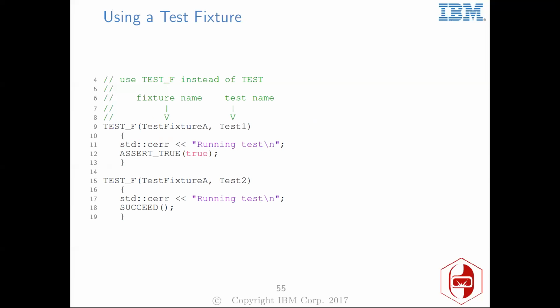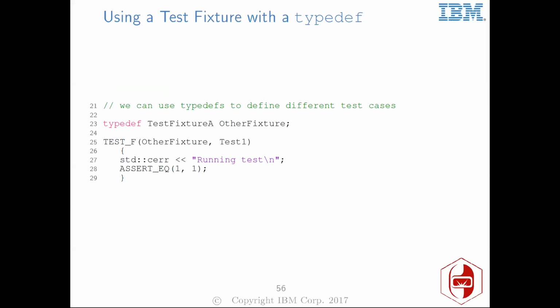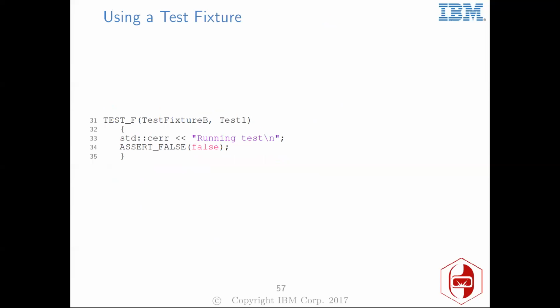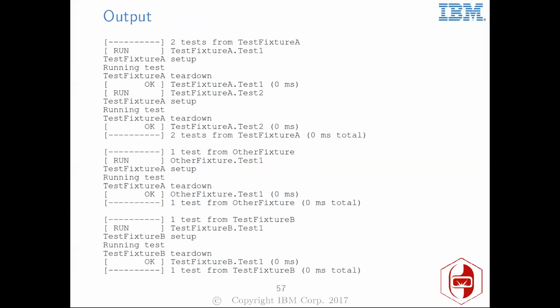Now, what happens if we want another test case to use the same test fixture? Well, very simply, we can just use a typedef. So we use a typedef for the test fixture, and then when we define the test, we simply use the name of the typedef we defined. And of course, test fixture B, since we implemented it, I'm going to also create a test for it.